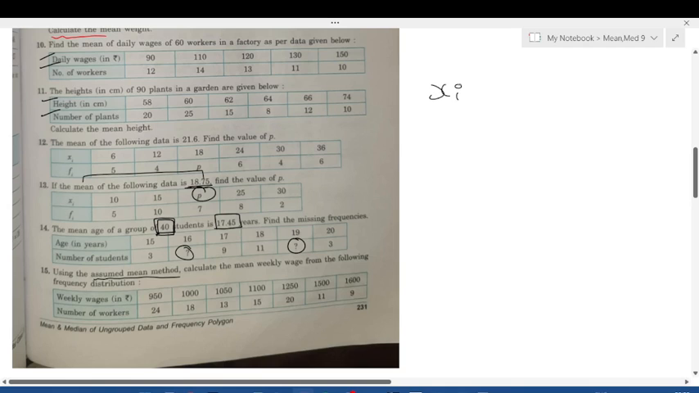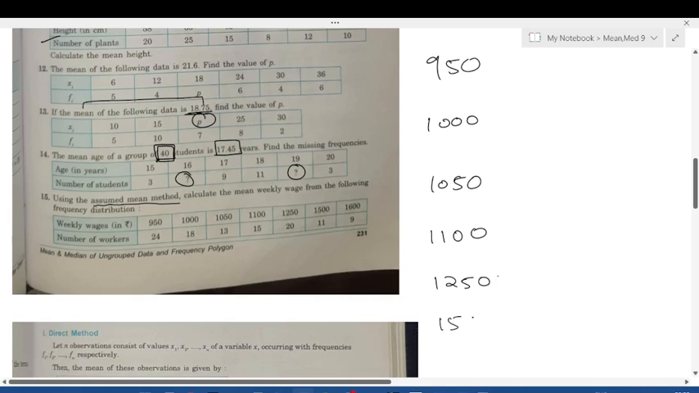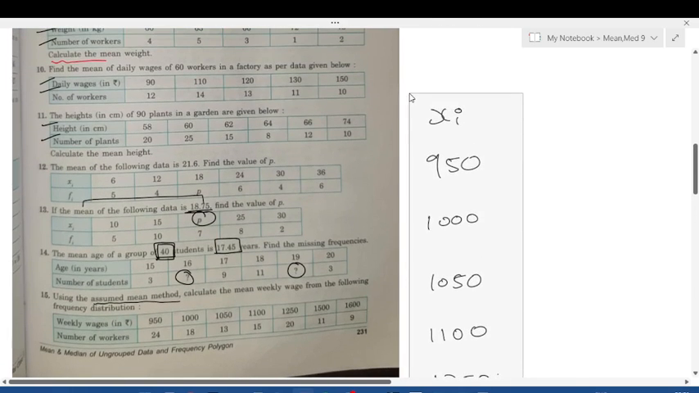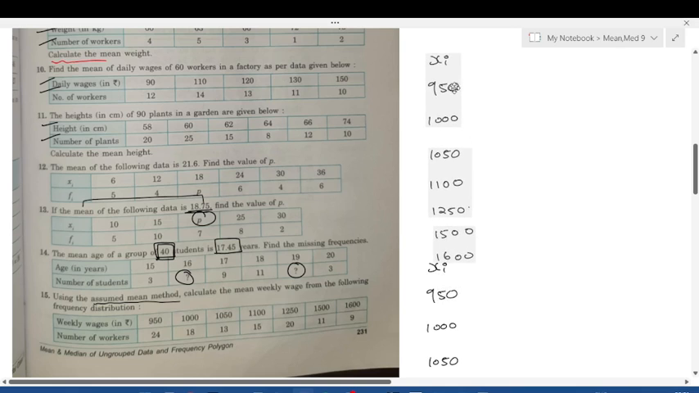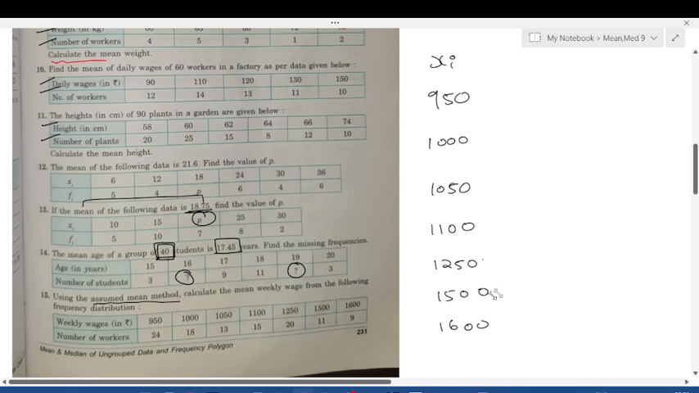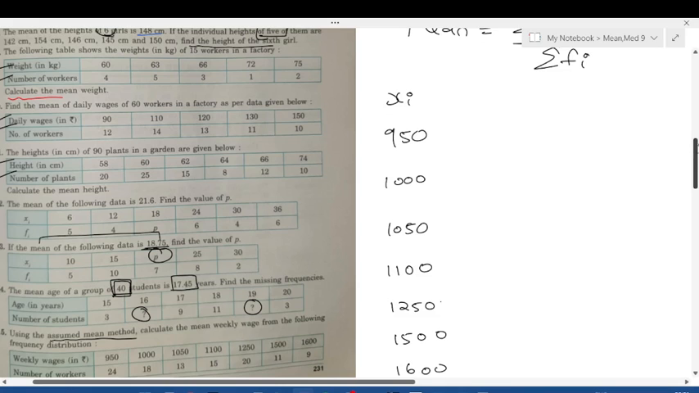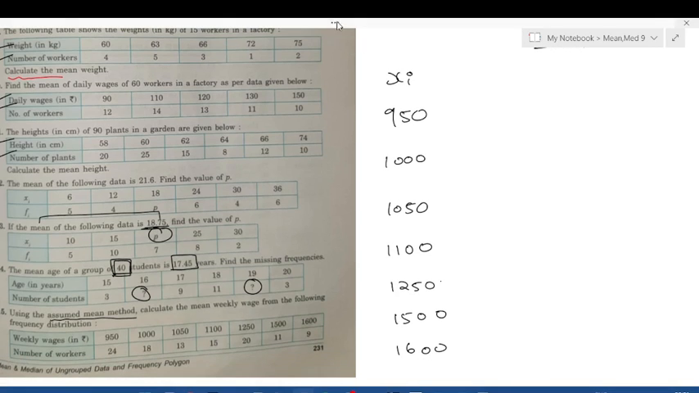Same. Write the first column as xi. Xi is 950, 1000, 1050, 1100, 1250, 1500, 1600. And this Saturday I'll be conducting this exercise as a test. This is xi. Fine. Next.